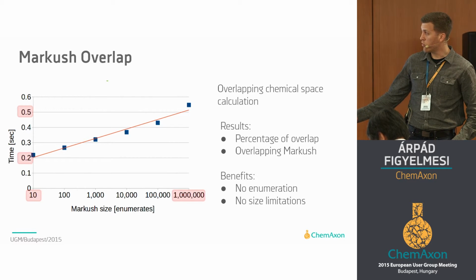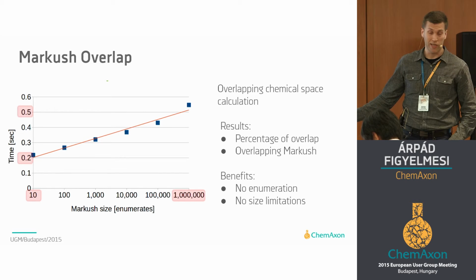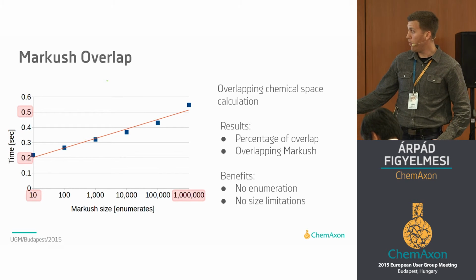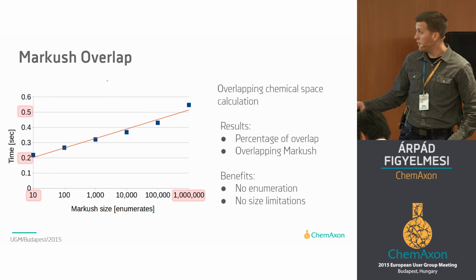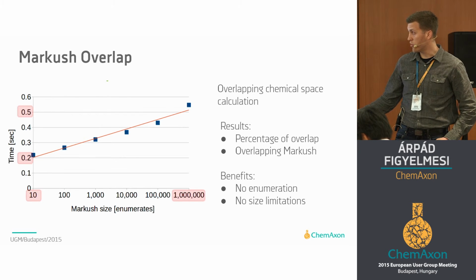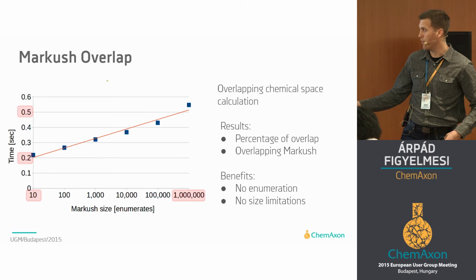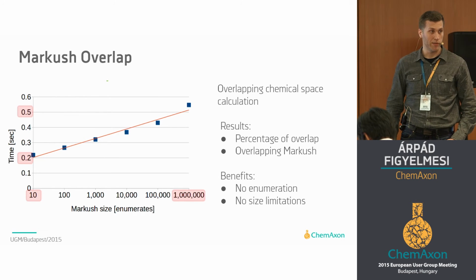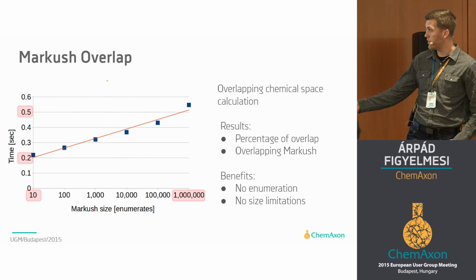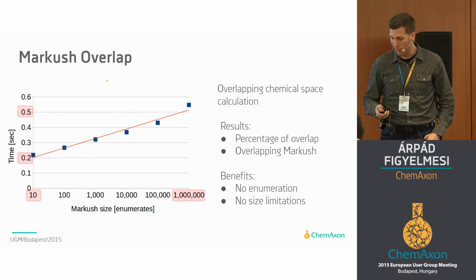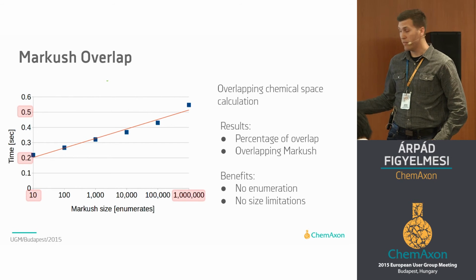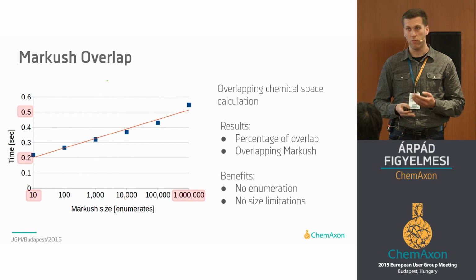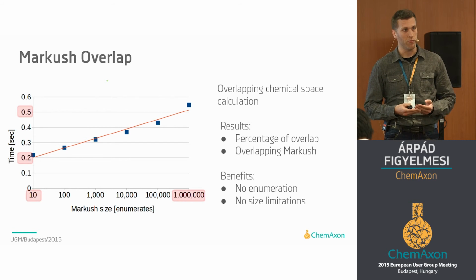Here you can see how efficient this technology is. With a small Markush structure, the comparison takes 0.2 seconds. But with a quite big Markush structure, with 1 million enumerates, it takes only half a second. And as you can see, the scaling of this chart is logarithmic. It means you can compare very complex patent Markush structures, which was not available with any tools before that.